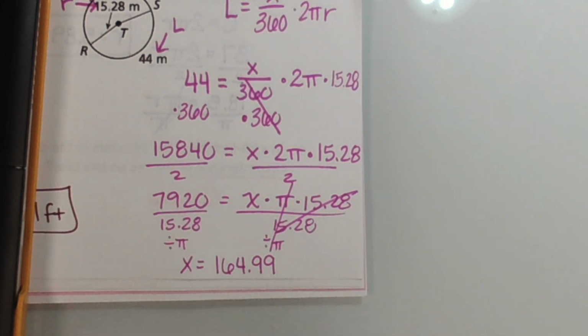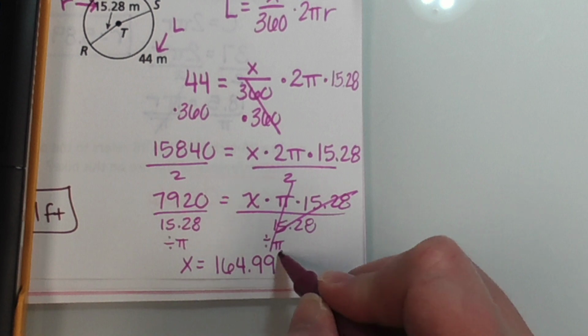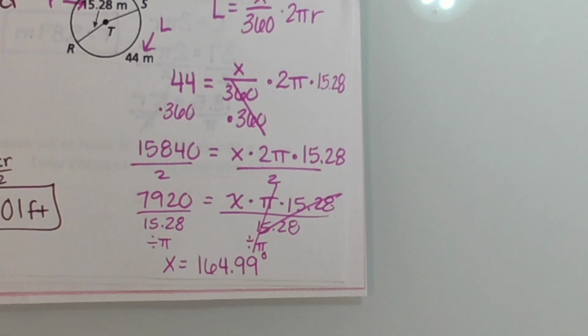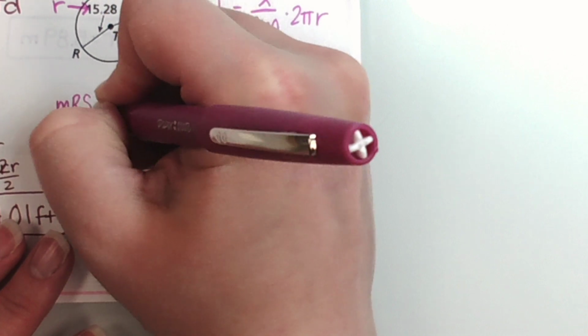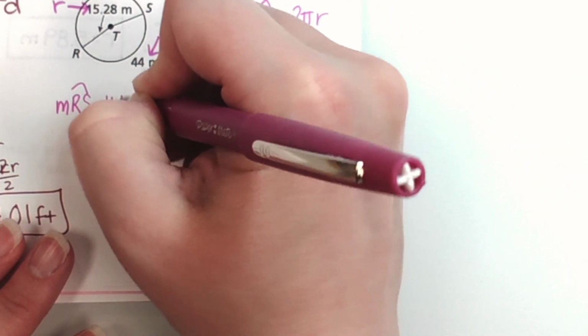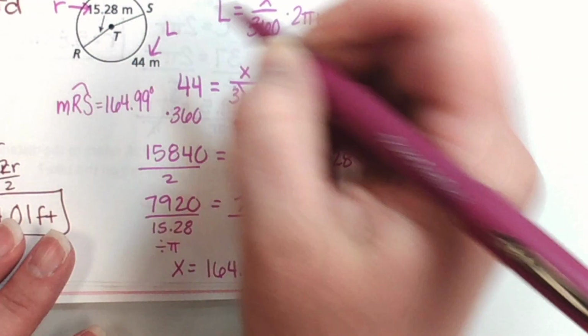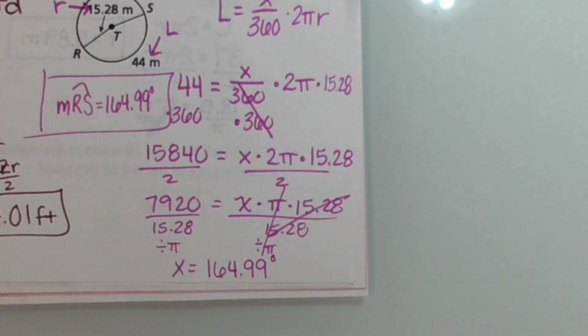Central angle is the same as the arc. So 164.99, what's the units? Meters. It's an angle, degrees. And if that's the angle in degrees, that's the measure in degrees. Guess I didn't need the degree on that one. I could have put it on this.